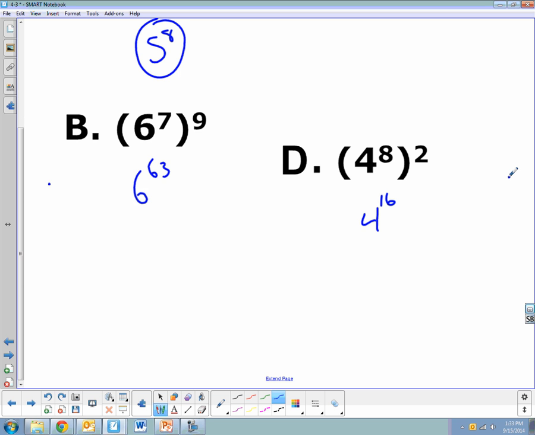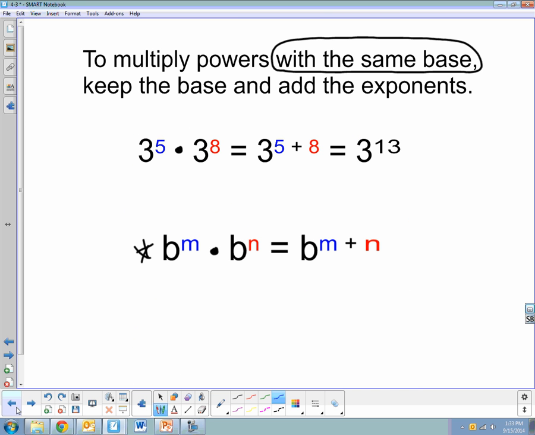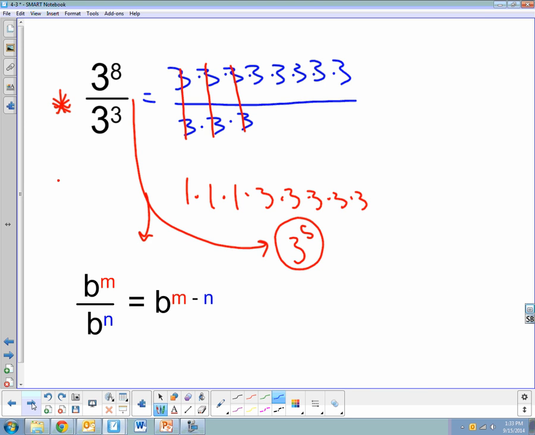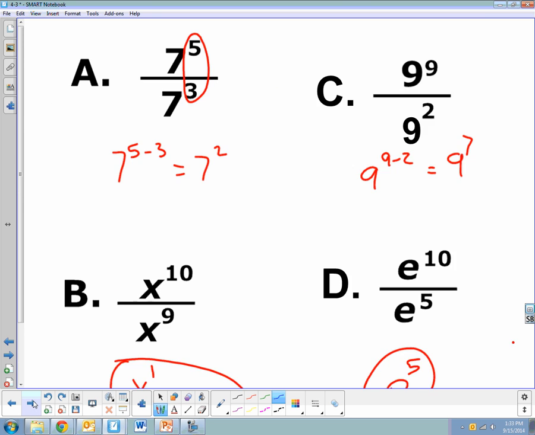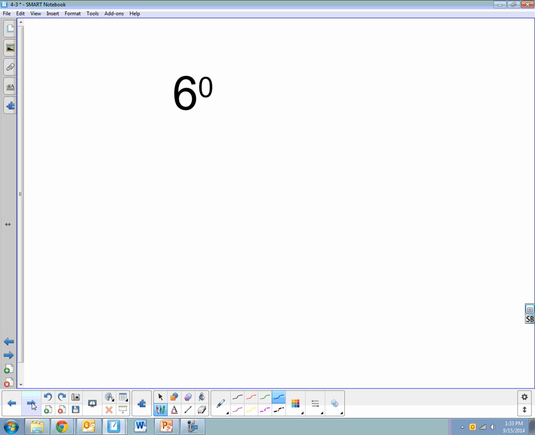Okay, so our 3 rules so far. We've had multiplication. You add the exponents when you're multiplying with the same base. We've got division. With the same base, we subtract the exponents. And a power raised to another power, we multiply those exponents together. The last, I'm calling it a half of a property.